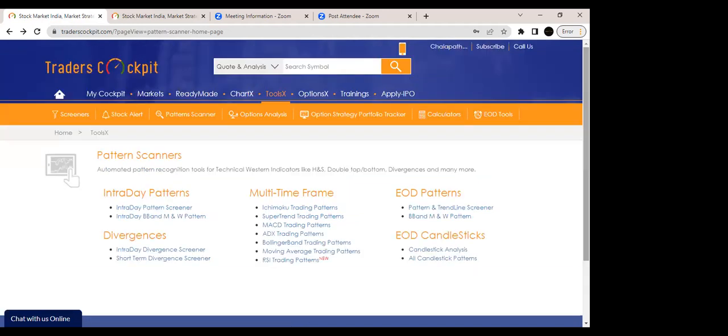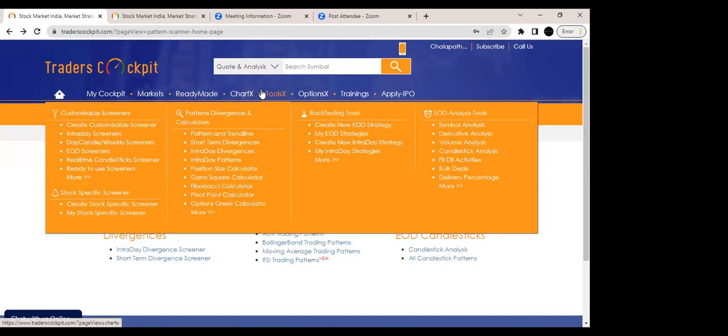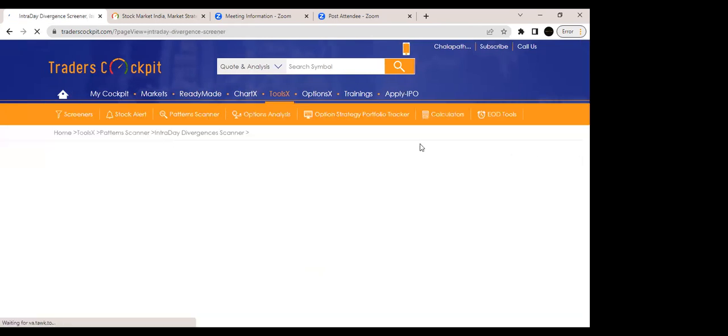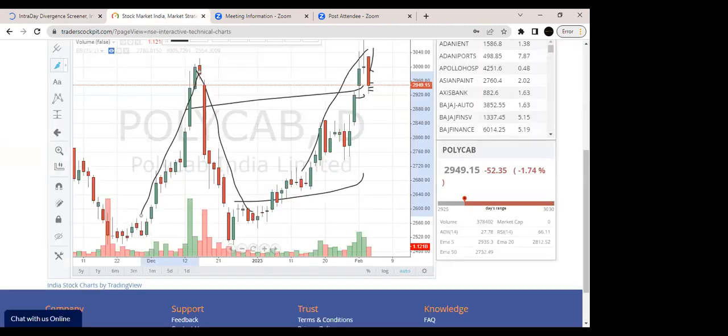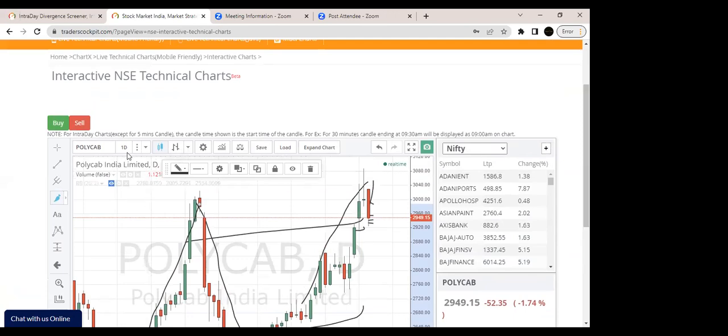Now I'll move to another concept, which is quite famous and so beautiful. If you go to toolsets again and click on divergences, you can see Intraday Divergence here. If you click on that, what is divergence trading? First, we understand the basics. I'll explain the basics of divergence, how we understand divergence trading, and I will go with the screener part.